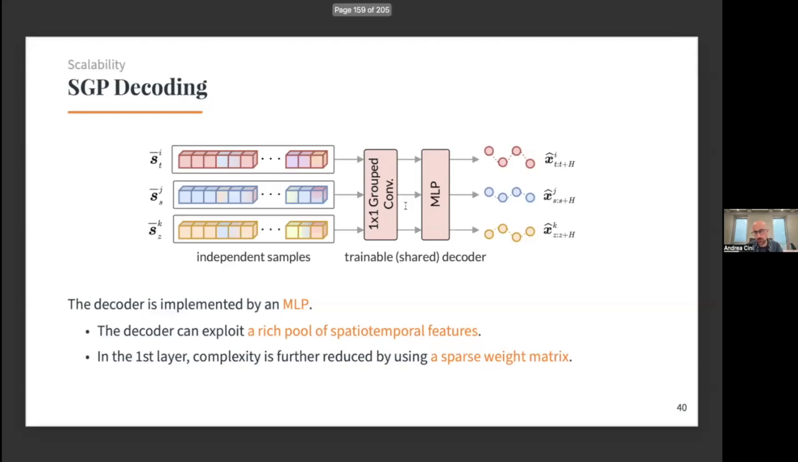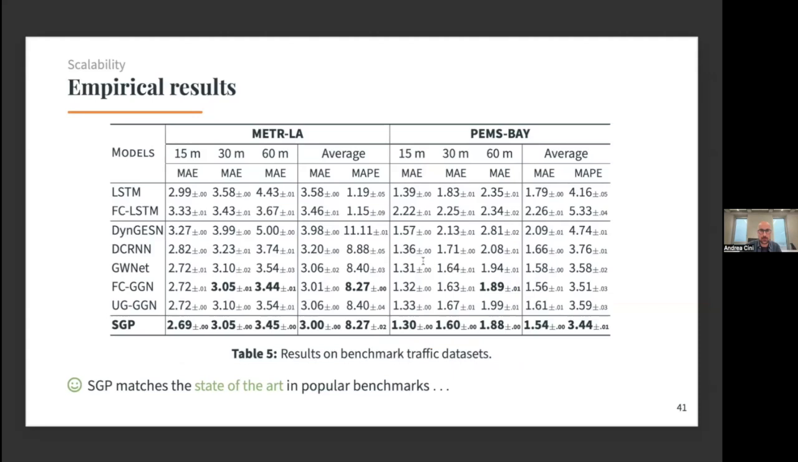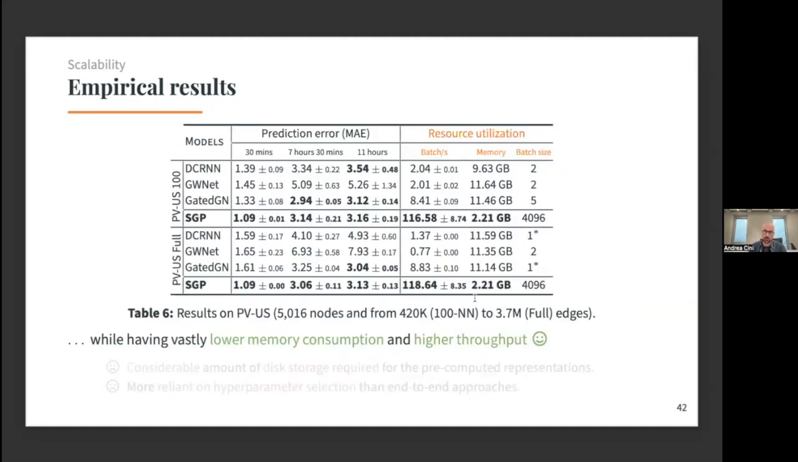In the paper, we also show that you can improve efficiency even further by making the first layer of the MLP sparse by exploiting the structure of the embedding. So if you look at the performance, in this case, these are two very popular benchmarks in traffic forecasting. We see that SGP can match the performance of the state of the art in these two very popular and widely used benchmarks, while being much more computationally efficient.